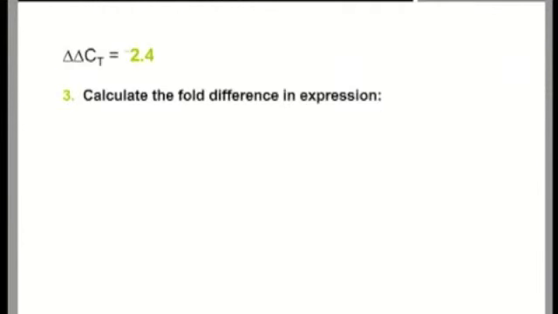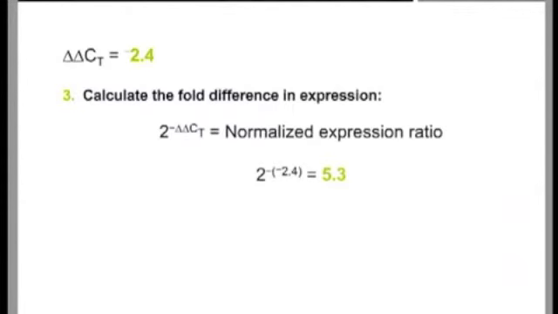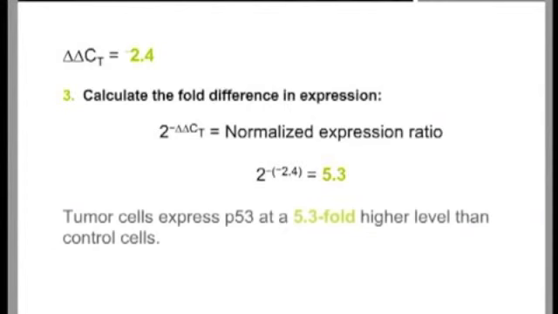Given this delta-delta CT value, next determine the fold difference in expression between these two genes in the two samples. Use this equation. In this example, the equation yields a value of 5.3, indicating that tumor cells express P53 at a 5.3-fold higher level than the control cells. Negative values indicate a difference in expression that is lower than the control sample.